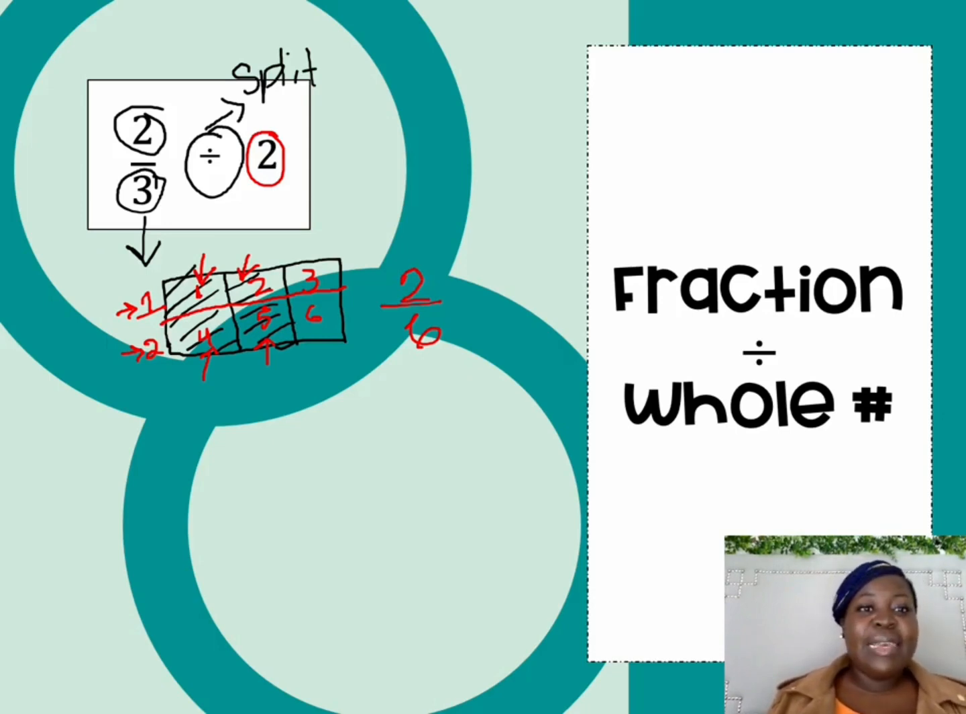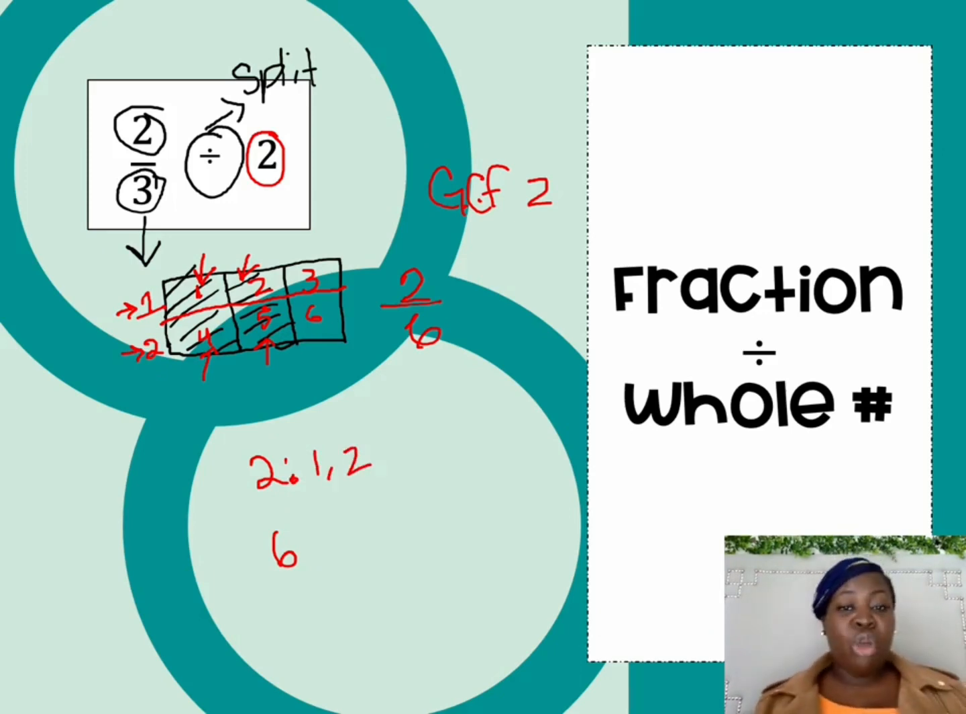And as we can see, we can simplify this because our GCF, which is your greatest common factor, is 2. And you might be asking, how do I know that this is 2? Very good question. What you're going to do is take your numerator and your denominator and find factors of both of them. The factors of 2 are 1 and 2. And factors are two numbers that you multiply together to get your product. Product is the answer to a multiplication problem.